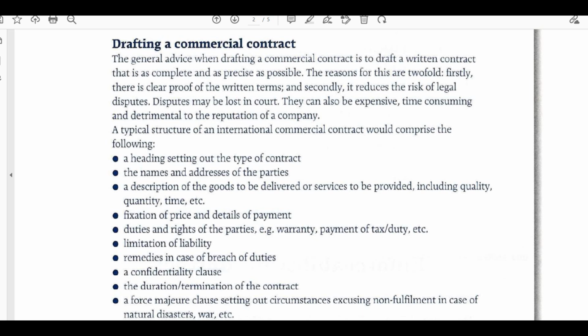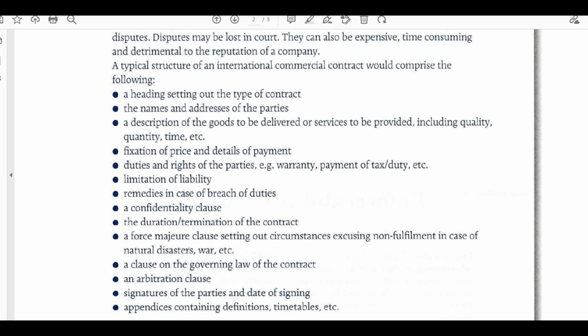Limitation of liability. Remedies in case of breach of duties, a confidentiality clause, the duration and the termination of the contract, a force majeure clause setting out circumstances excusing non-fulfillment in case of natural disaster, war, and so on. A clause on the governing law of the contract, an arbitration clause, signatures of the parties and date of signing, and appendices containing definitions, timetables, and so on.